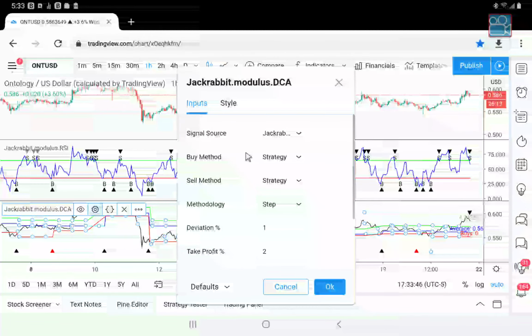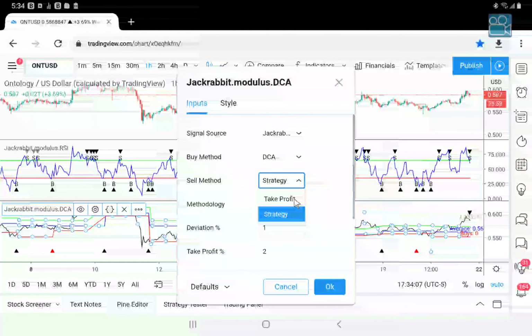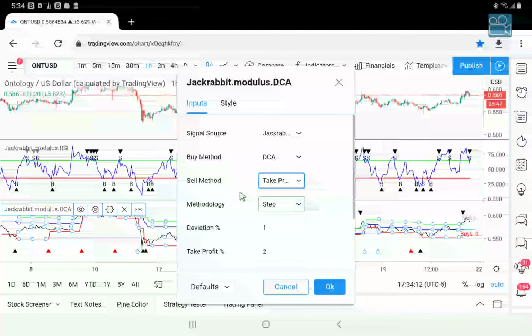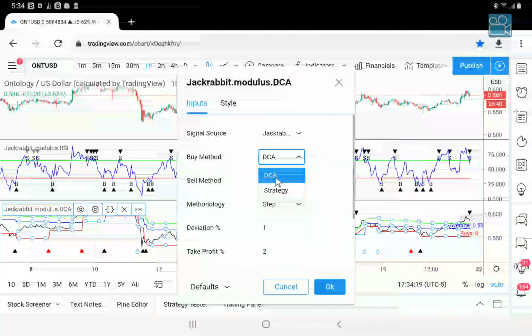If you want pure, true, genuine, organic dollar cost averaging that is solely signal based, this is how you set it up. If you want dollar cost averaging that is comparable to Crypto Hopper or 3 Commas or any other standard platform, this is how you set it up. So be sure to test this. Be sure to look at it.